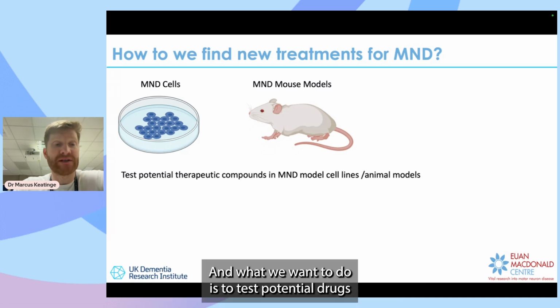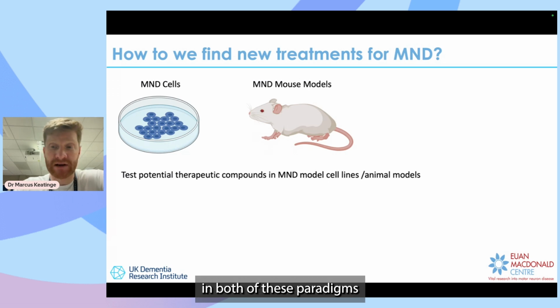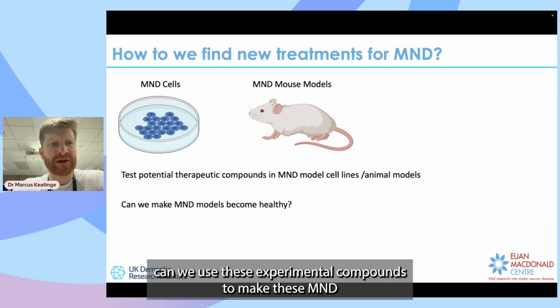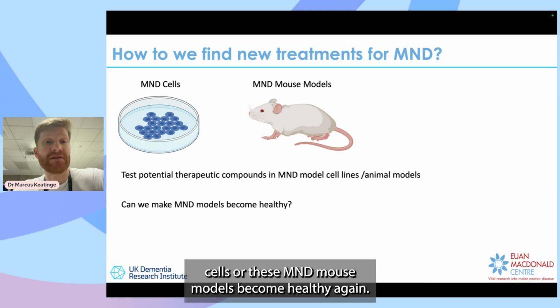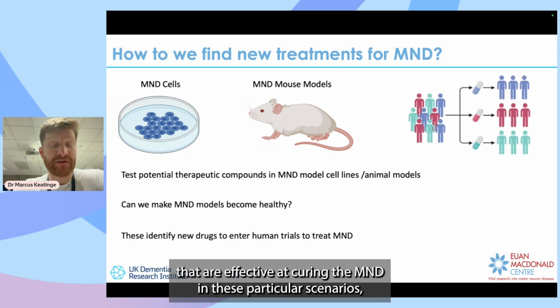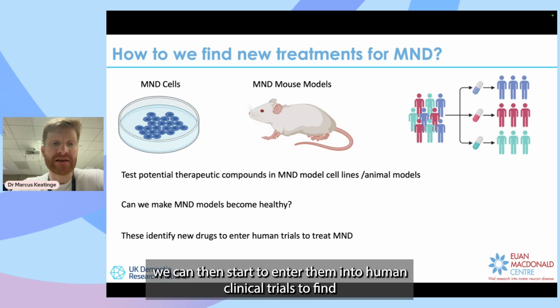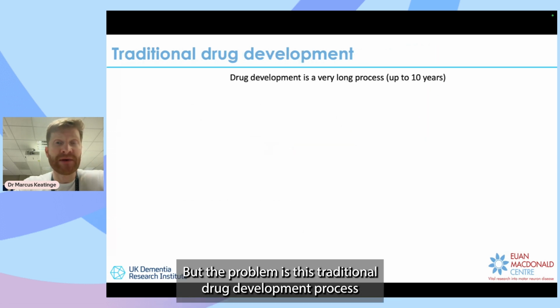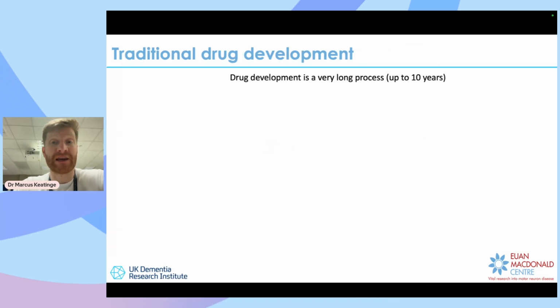And what we want to do is to test potential drugs in both of these paradigms, and then essentially investigate, can we use these experimental compounds to make these MND cells or these MND mouse models become healthy again? And once we identify these experimental compounds that are effective at curing the MND in these particular scenarios, we can then start to enter them into human clinical trials to find, will these drugs be effective in treating humans with motor neuron disease? But the problem is this traditional drug development process can be very, very long.